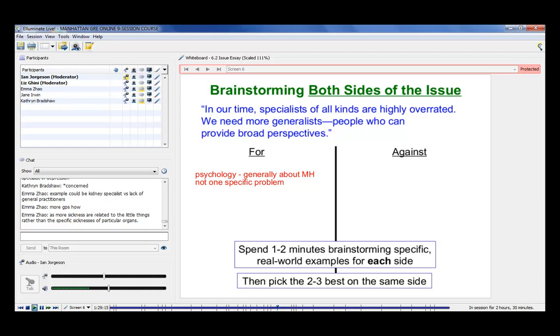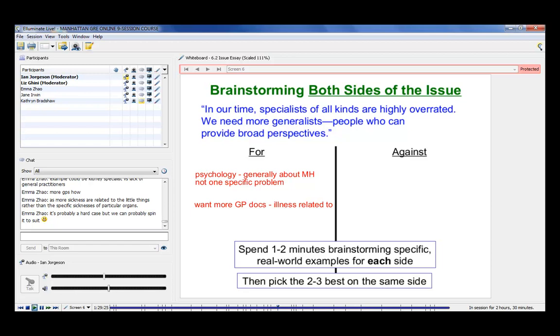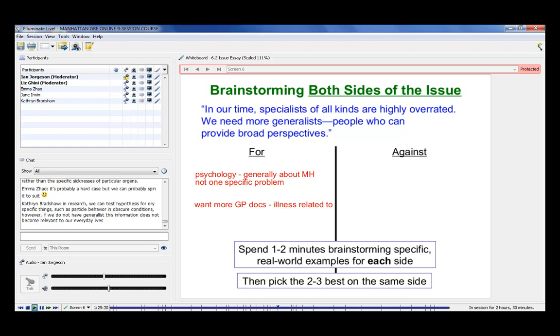Okay, so illness related to many little things rather than like one organ. Okay, I'll buy that. I mean, you still want the kidney specialist once you find out that you've got kidney problems. But I agree with you. A lot of stuff isn't one specific organ. It's a more generalized thing.